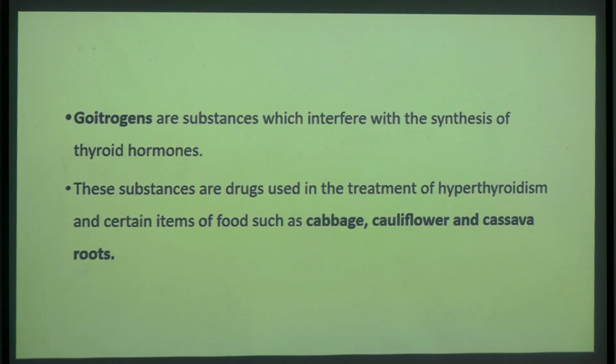Goitrogens: these substances interfere with the synthesis of thyroid hormones. These substances are drugs used in the treatment of hyperthyroidism and certain items such as cabbage, cauliflower, and cassava root.